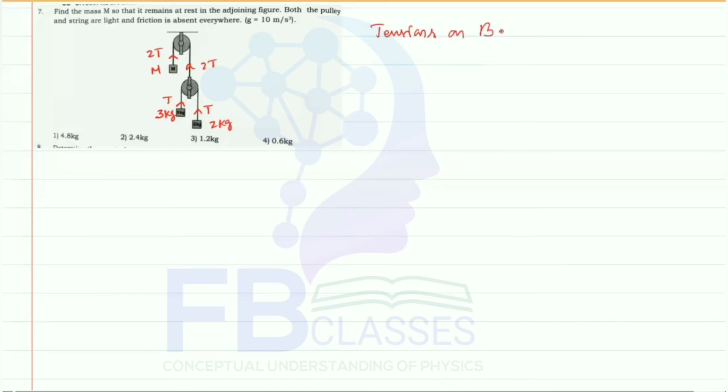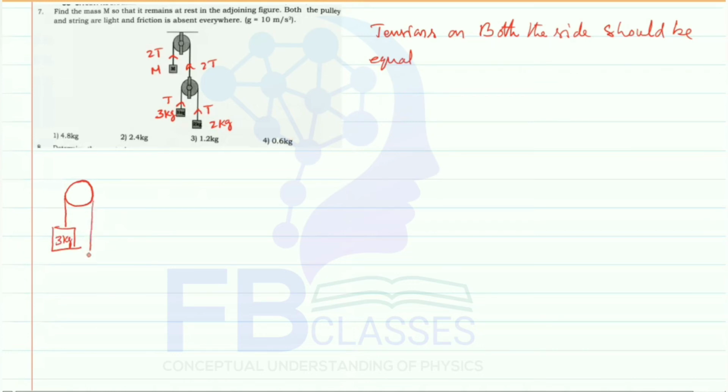So the tension on both the sides should be equal. Which are those sides, my dear? The capital M block side and the 2 blocks which are hanging side, both are equal. So now I am going to draw the free body diagram for the 2 blocks which are hanging downwards. One is 3 kg, another is 2 kg. Now tension on both sides is T only because it's only one string.